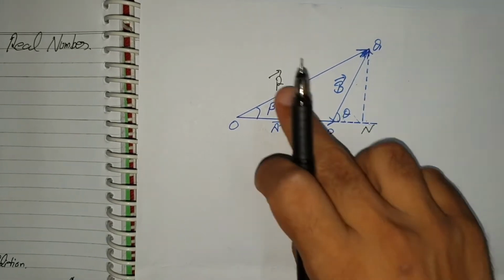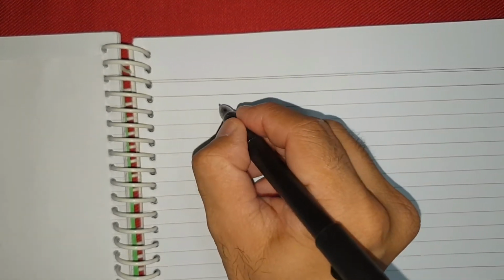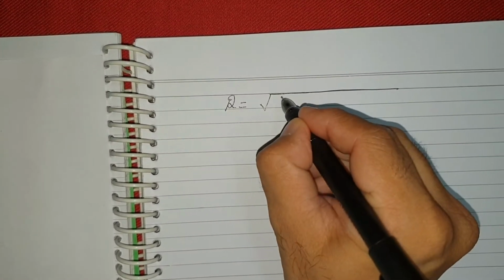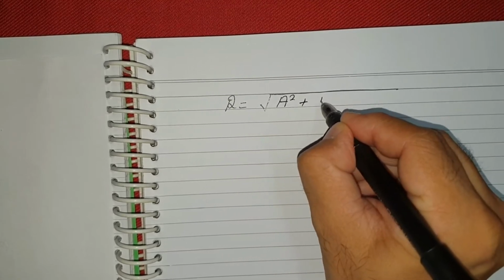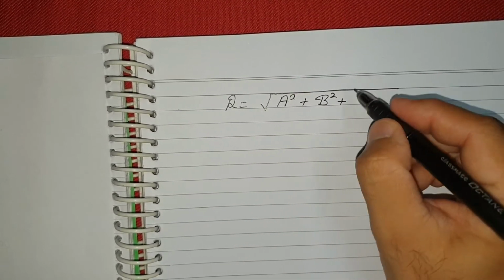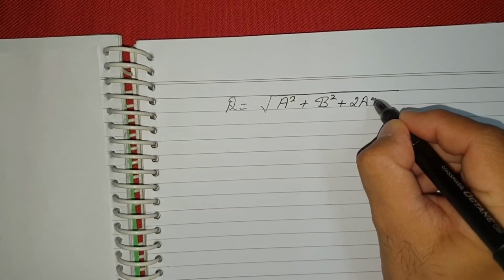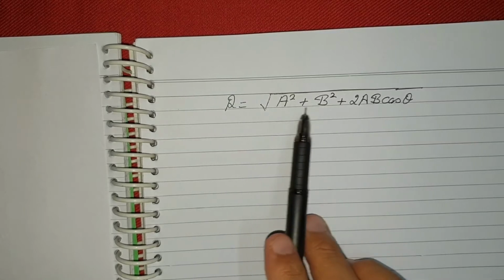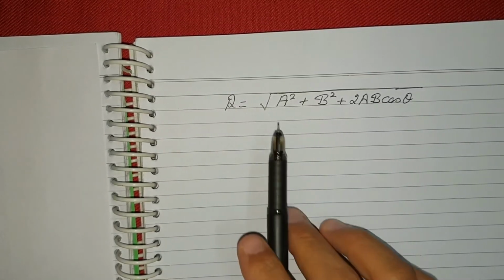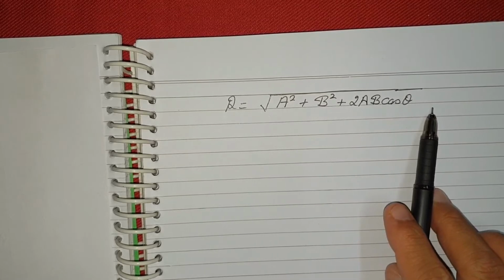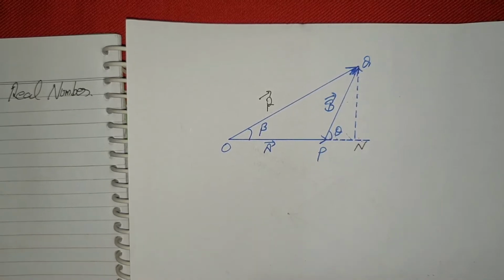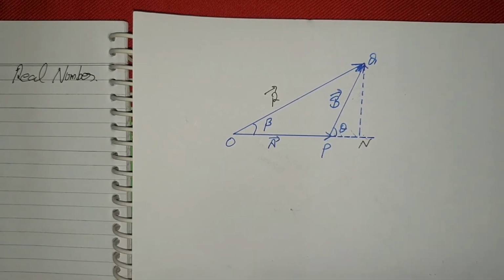Now what is the formula for the resultant of these vectors? To get the magnitude, the formula is R equals under root A square plus B square plus 2AB cos theta. So this is the magnitude of the resultant of the vectors A and B. Theta is the angle between the two vectors, this angle between A and B.